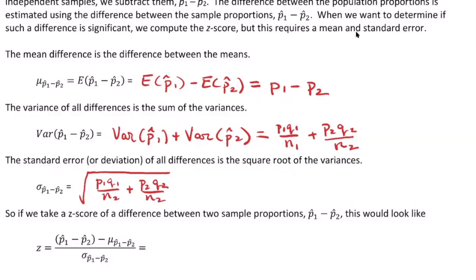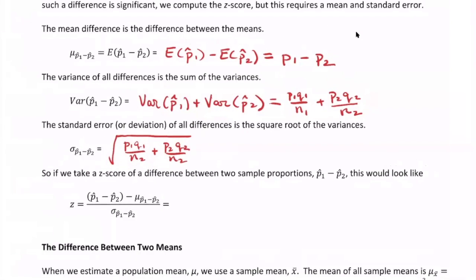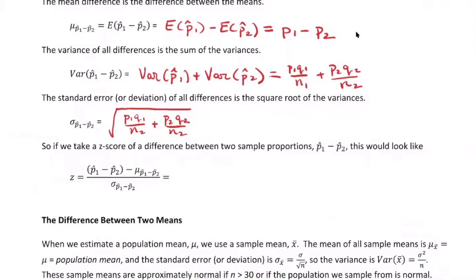Just leave it like that. Okay, so that's the standard error. And so then if you want to take a z-score of a difference between two sample proportions, here's the difference, p hat 1 minus p hat 2, and then you would subtract the mean difference and divide by the standard error, or the standard deviation of the differences.